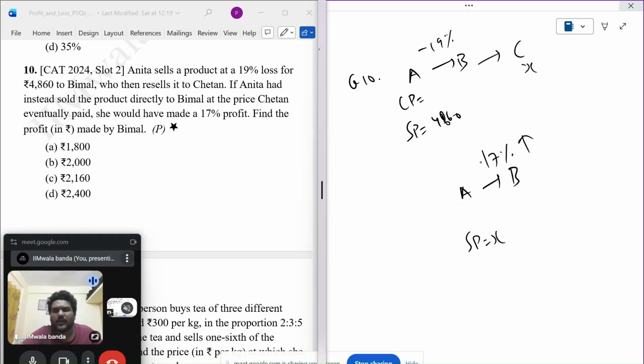Oh, okay. Looks complex, but it's not. I know that I can quickly calculate this, but I will not calculate. I'll see if I need to. 4860, I can get this. This is his CP, 4860. I don't know what he sold it for, but I need to, because I need to see the profit he made on this sale. Let the selling price be something. In the next case, if selling price is X, cost price is again same, which I'll get from here. The profit is 17%.